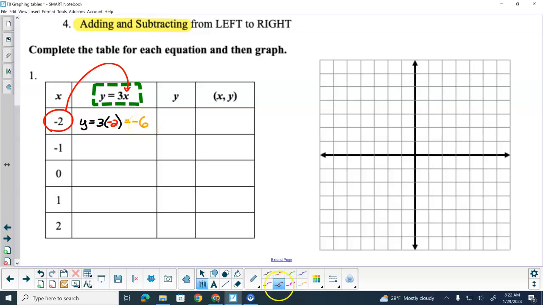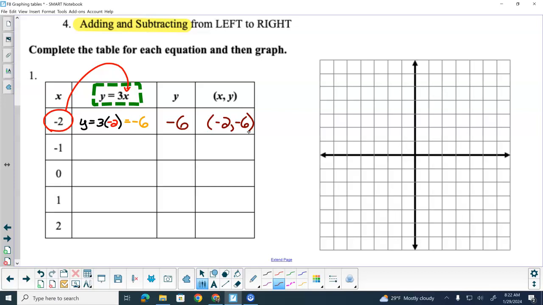So my y value here then would be -6, because that's what y equals. Y equals 3 times -2. 3 times -2 is -6. So y equals -6. So the point that is on my line is going to be the point -2, comma, -6, because points are x, comma, y.